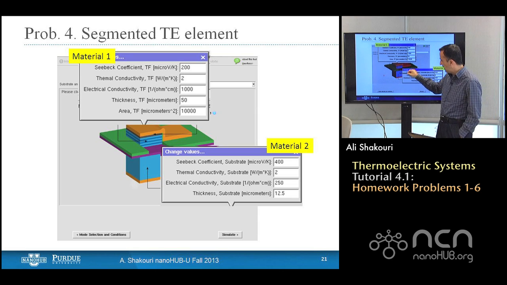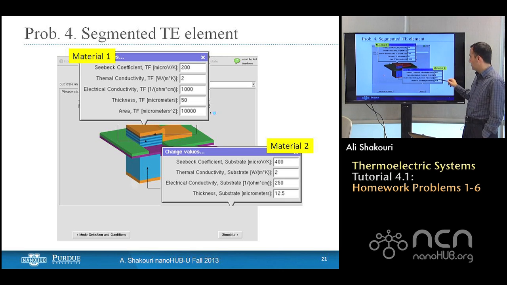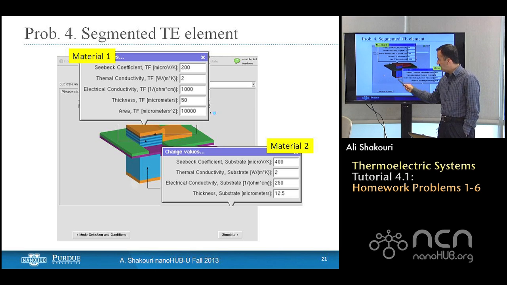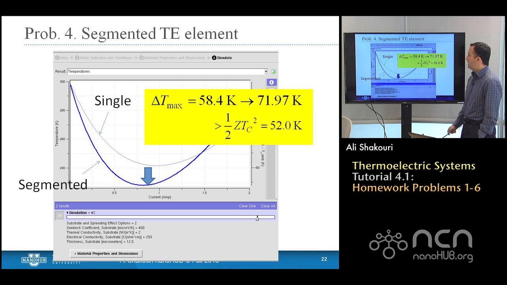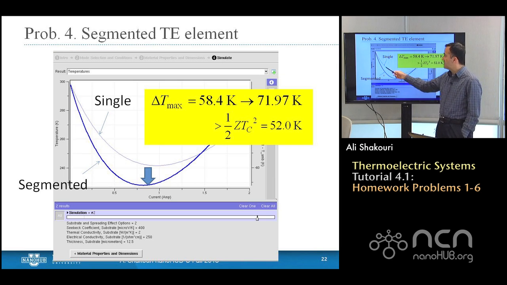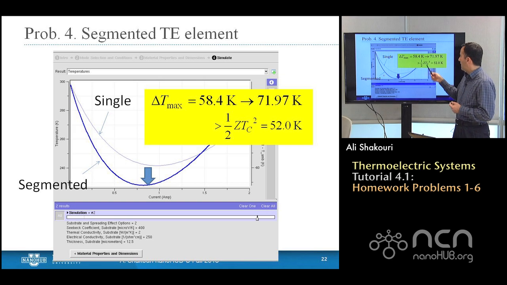What you have is one leg and another leg. The thickness, Seebeck, conductivity, and thermal conductivity are all given and can be changed. You assume the same dimensions, but different Seebeck and conductivity for the two legs. This calculates the heat balance equation as a program, and you can see how much the cooling is. Here is the cooling we had previously, and here is the cooling we have with the two leg elements. Instead of 58.4 degrees, the cooling has now increased to about 72 degrees. That is a significant improvement just by using the two legs, without increasing ZT.